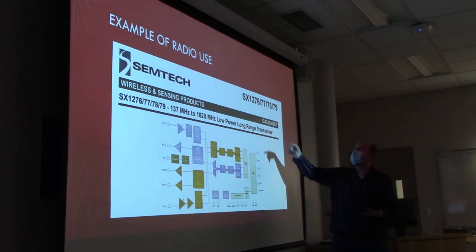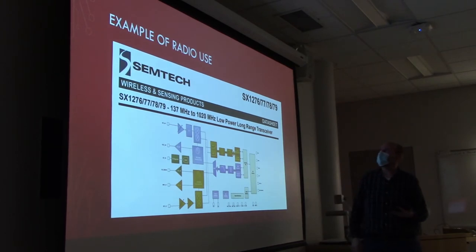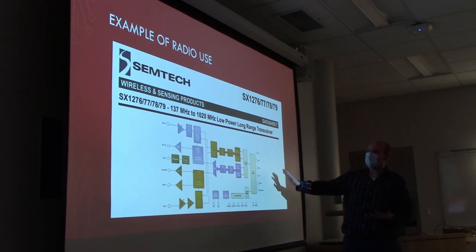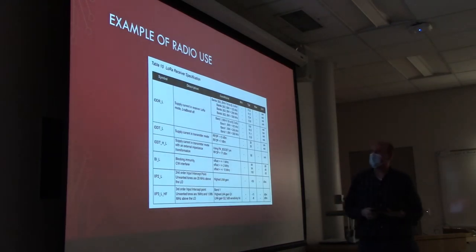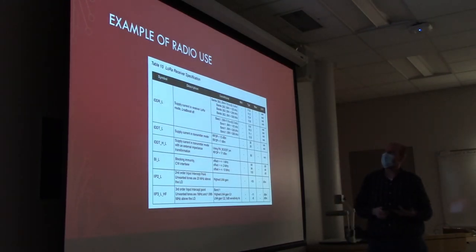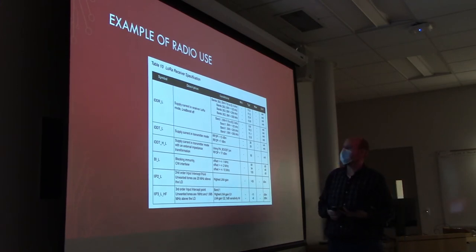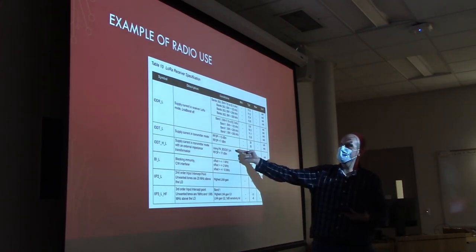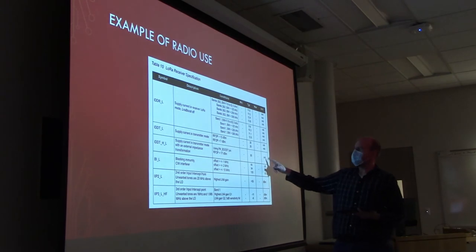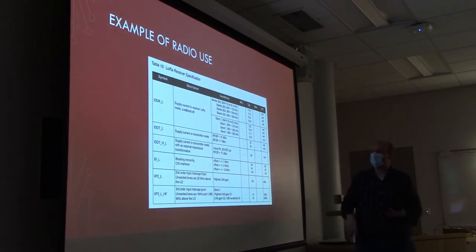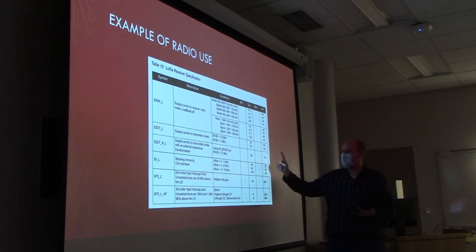There are minor differences based on the different versions of the chip, but fundamentally, they're all pretty much the same. This doesn't matter. We're not going to go through that, right? So some parameters: you can see from these chips, some details on supply current in transmitter mode, 90 milliamps. So if you're doing maximum, that's 90 milliamps.